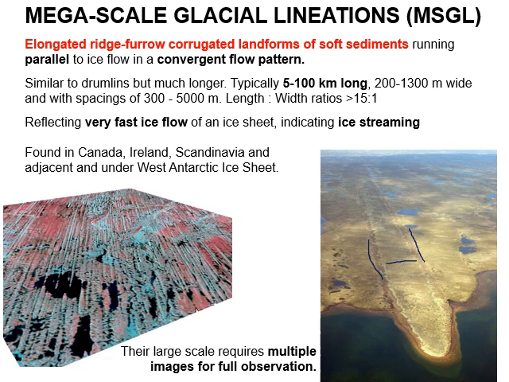So these are in a way similar to drumlins, and they occur in swarms or fields with thousands of these together. But they're typically 5 to 100 kilometers long, so they're very large areas. They're only occurring in areas where the ice sheet was streaming, so under ice streams, indicating very fast flow.